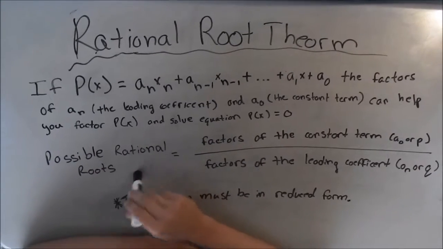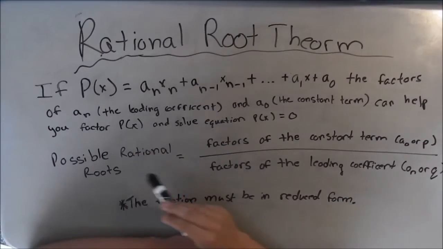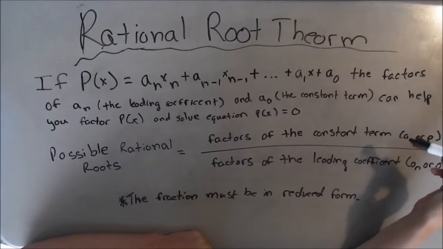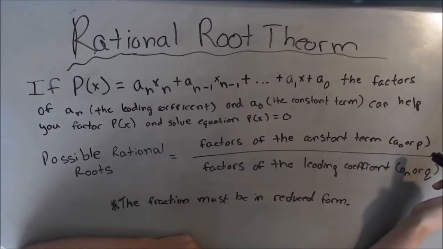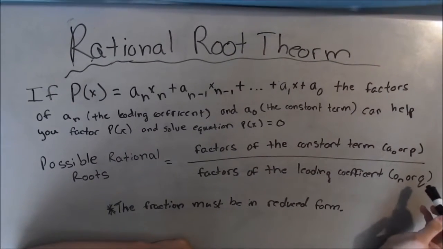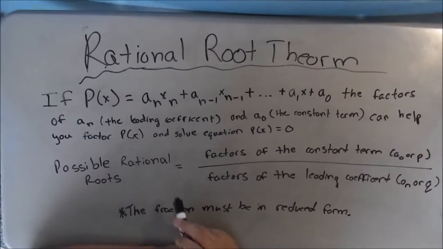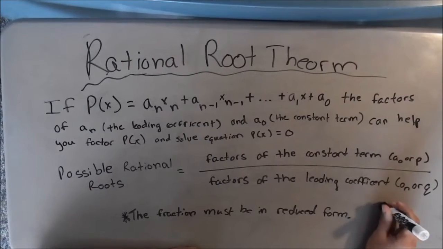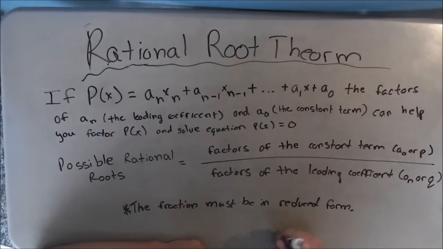So this is the equation. You have possible rational roots, which is p over q, the factors of the constant term, which is a_0 or p, over the factors of the leading coefficient, which is a_n or q. And in order to fully solve this, you need to be sure that the fraction is in reduced form.